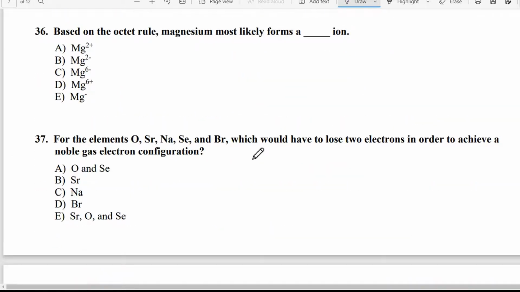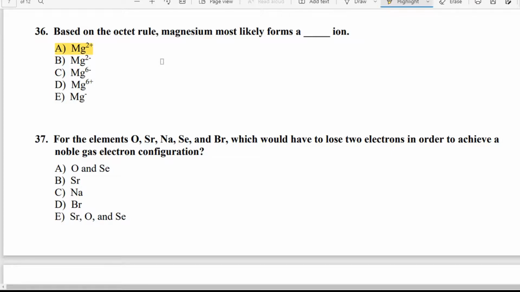It says, based on the octet rule, magnesium most likely forms what type of ion? Honestly, this is basically just looking at the periodic table. So it's 2+. Basically, all the atoms are going to try to gain or lose electrons to be like the closest noble gas. Why? Because the noble gases have 8 valence electrons.